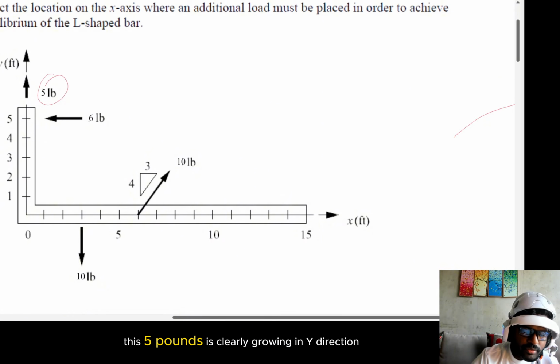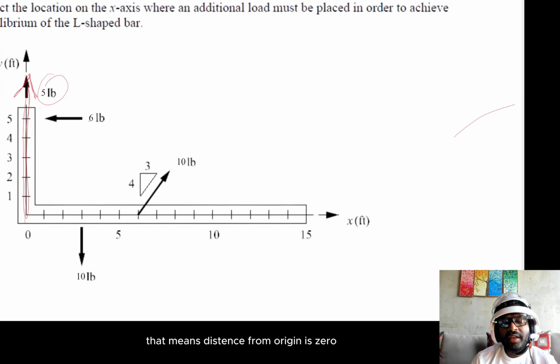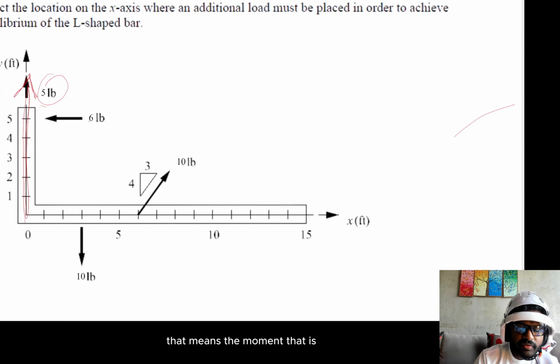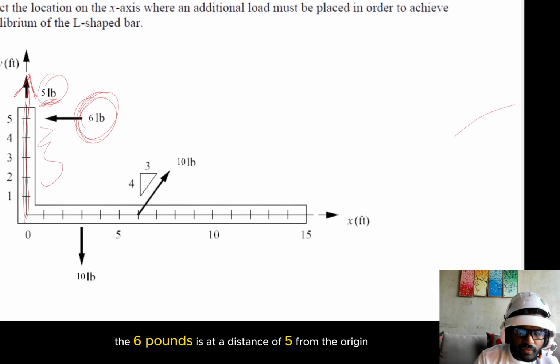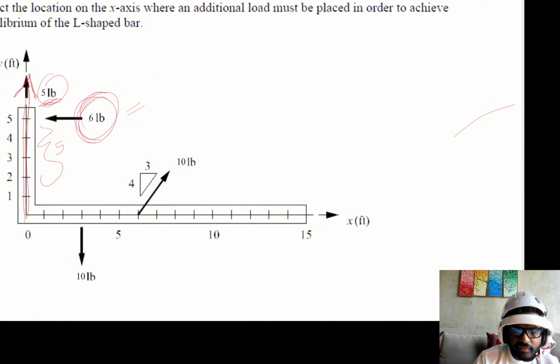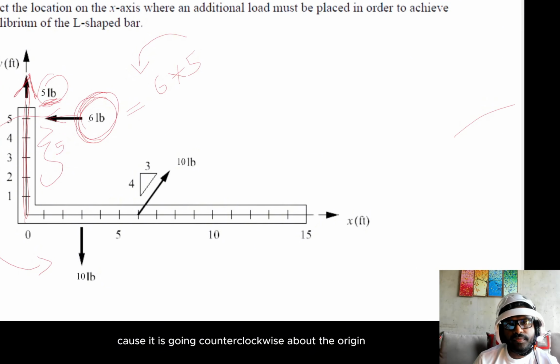For example, this 5 pounds is clearly going in the y direction along the origin. That means its distance from the origin is 0, so the moment coming from this 5 pounds will be equal to 0. But in the case of the 6 pounds, it is at a distance of 5 from the origin. So the moment of this particular force will be 6 times 5, and as you can see, it's going in the negative x direction. That means it's going to be a counterclockwise force because it is going counterclockwise about the origin.